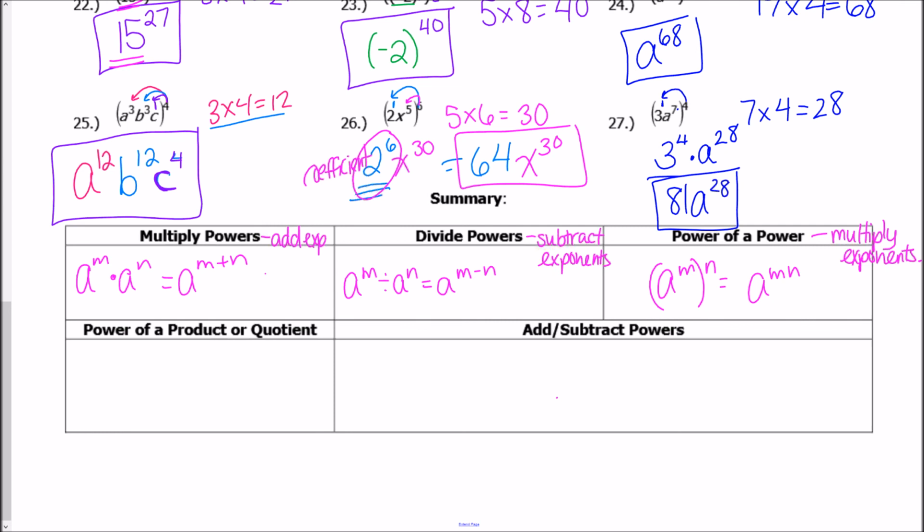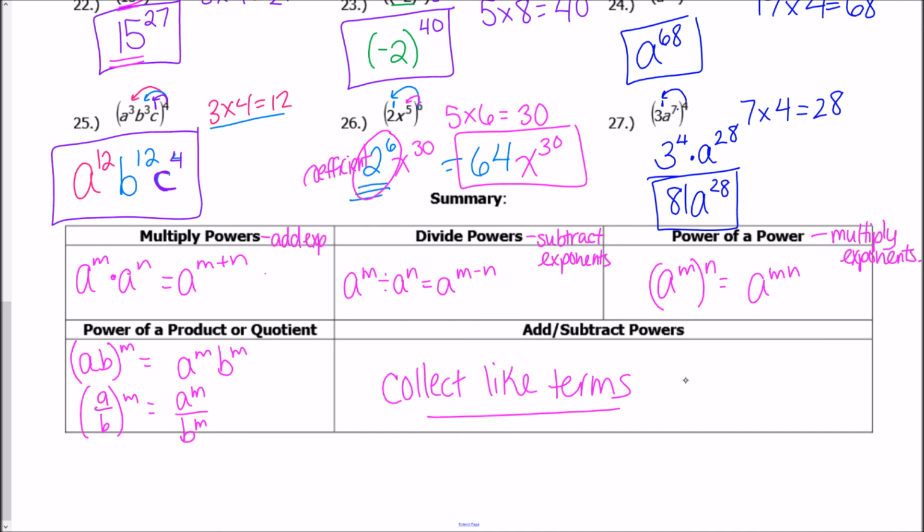Okay? And really quickly, if we have a power of a product or a quotient, right here, what this is saying is if I have a, b raised to the power of m, that means that we raise each individual base to the power of m. And if I have a divided by b to the power of m, we raise each individual base still to the power of m. Okay? And then when we add or subtract powers, there is no rule. You just need to collect like terms. So an example would be like 5x squared plus 7x plus 9x squared. 5x squared and 9x squared are like each other. You get 14x squared, and then the 7x just tags along.